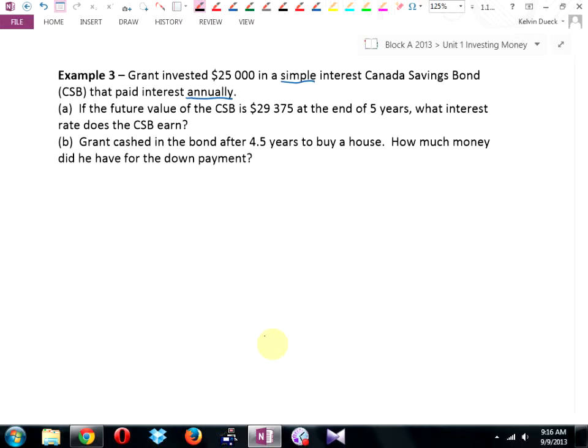Let's try one more. So example 3. Grant invested $25,000, simple interest, annually. Now let's read the question carefully, and let's not forget, Mr. Dueck, there's a part B. Thank you, Roy. If the future value is $29,375 at the end of 5 years, what's the interest rate?